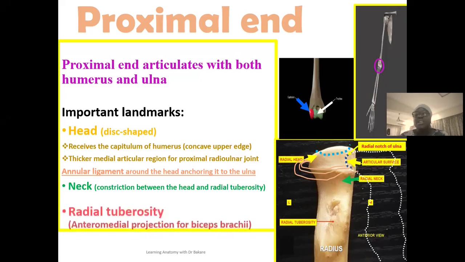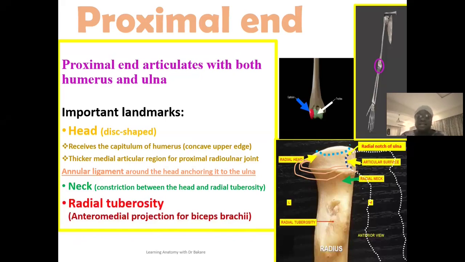Then more inferiorly, we have the radial tuberosity. This is where we have the radial tuberosity here, arrowed in red. It is located as a bony projection around the anterior medial region, and it is specifically seen to receive the tendon of the biceps brachii muscle.